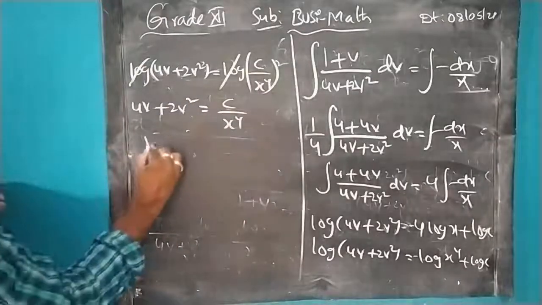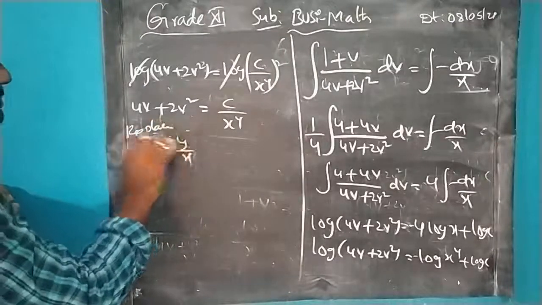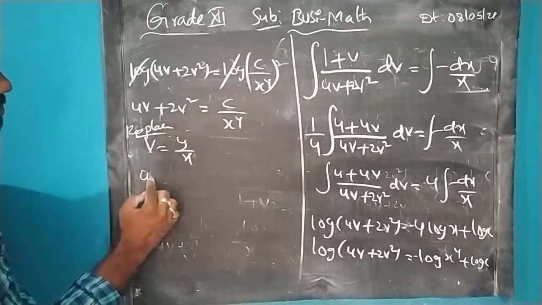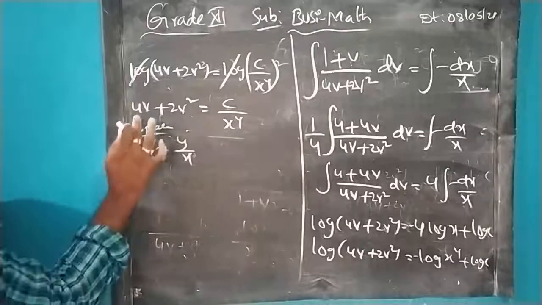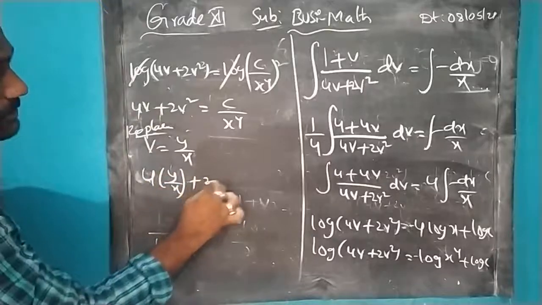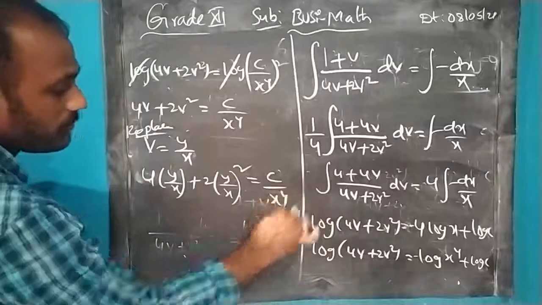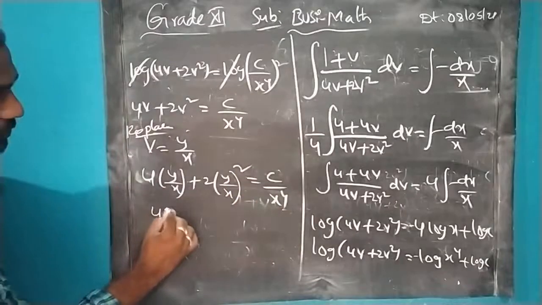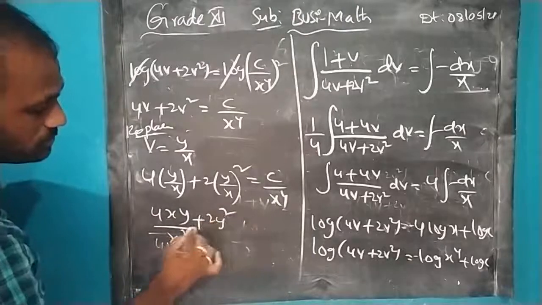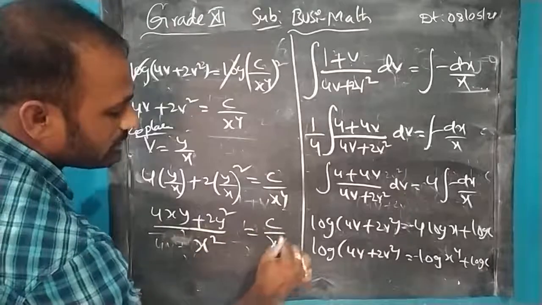Now let me replace v by y by x. So if I am replacing v with y by x, that is u. So 4 into y by x plus 2 into (y by x) whole square is equal to c by x power 4. So 4xy by x square plus 2y square, so x square is the LCM, is equal to c by x power 4.